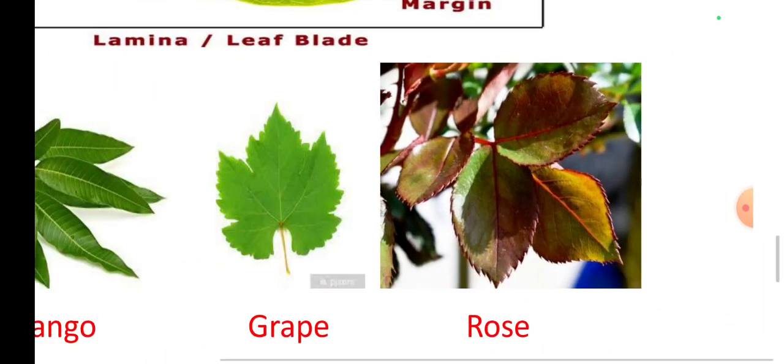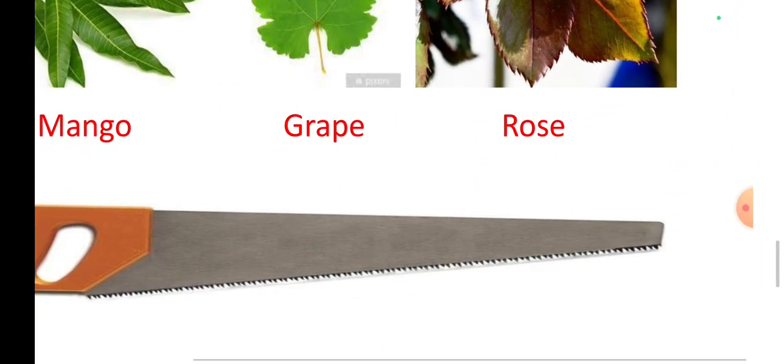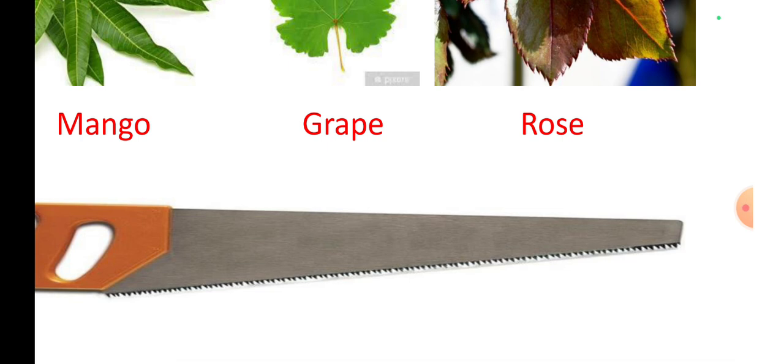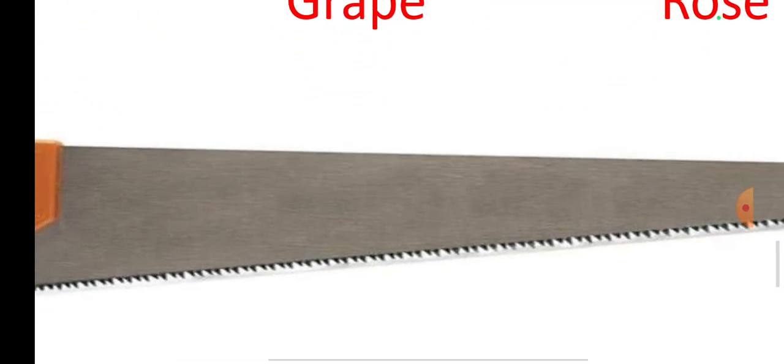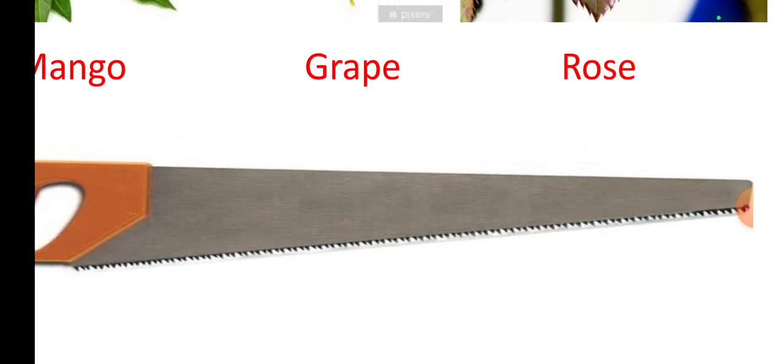Now, what do you mean by the saw? You can see here the picture of a saw. Okay, you can see here the edges of the saw. They are very toothy. Okay, they have strong notches. So this is the saw. This saw is mostly used by carpenters to cut wood.